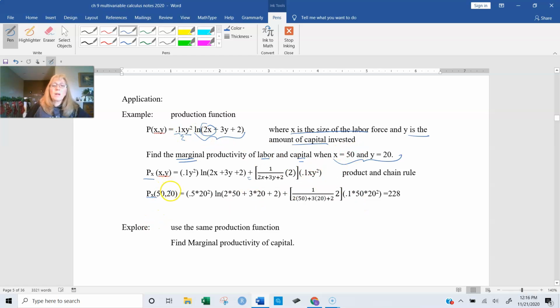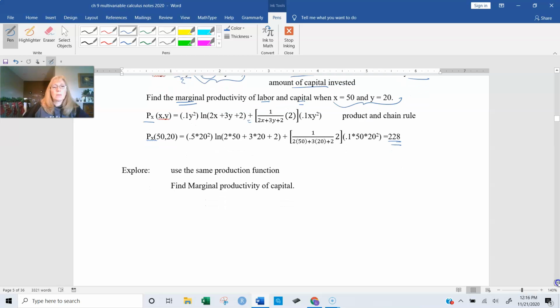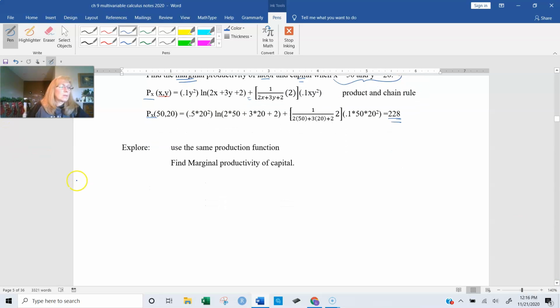Okay, now we're going to plug in 50 and 20. Type that in your calculator, and you get 228. All right, so that's marginal productivity. Now it's your turn to do capital. So your capital, you're doing P of y, because that's the capital.